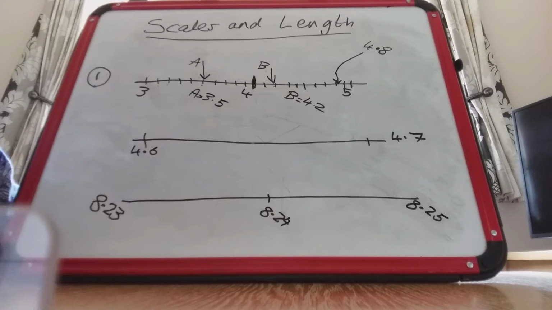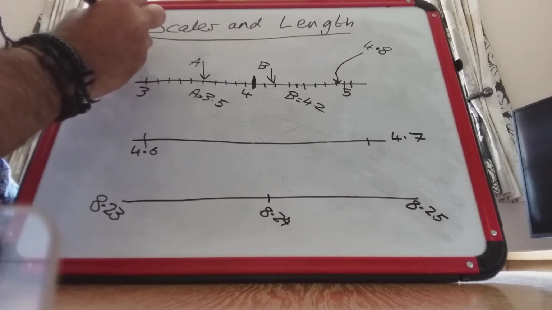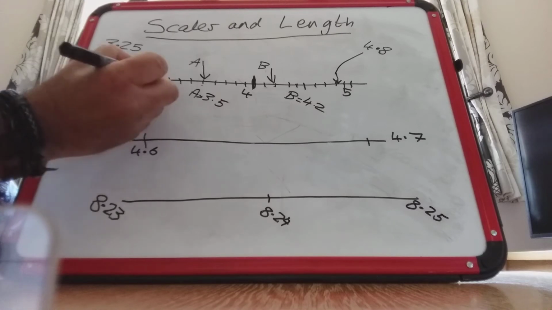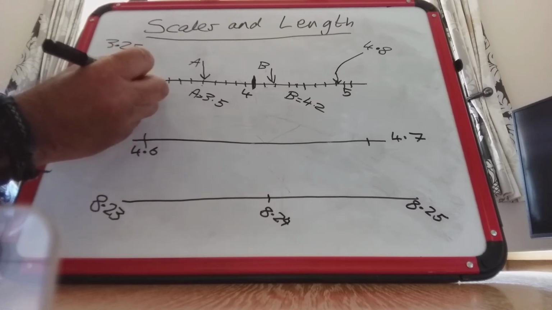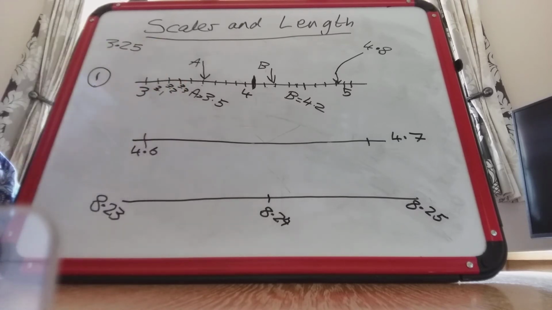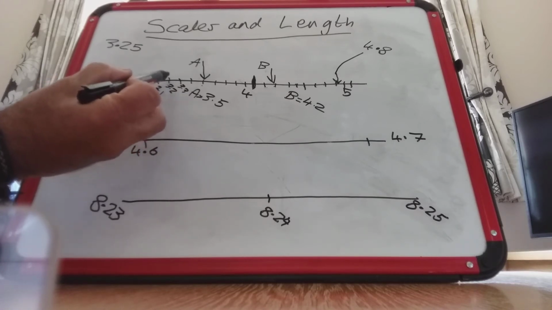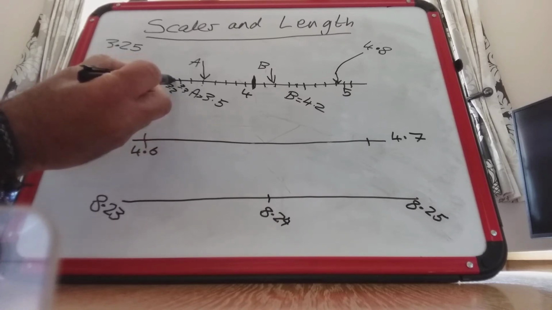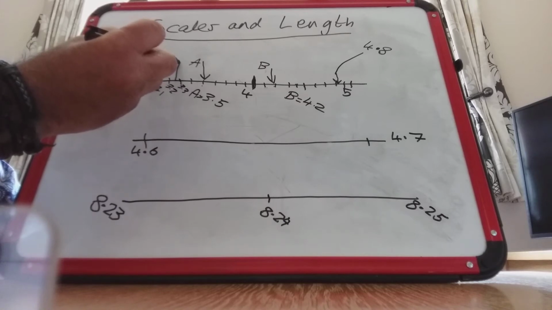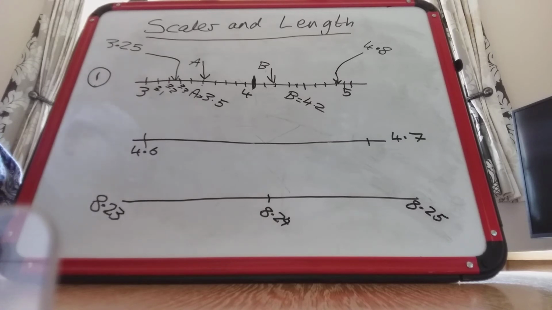4.8. But, and this is a really tricky one, suppose they ask you to put an arrow on 3.25. Okay, well, this is 3.1, this is 3.2, and this is 3.3. Okay, hopefully you can see those. So therefore 3.25 is a bit more than 3.2, but it's less than 3.3. So what you'd have to do is put the arrow in the middle. Okay, and that is where 3.25 would be.